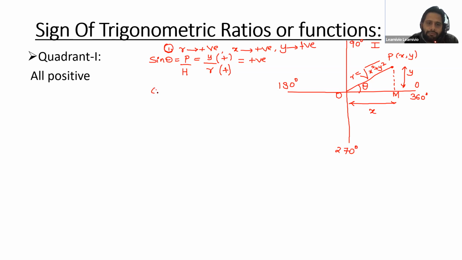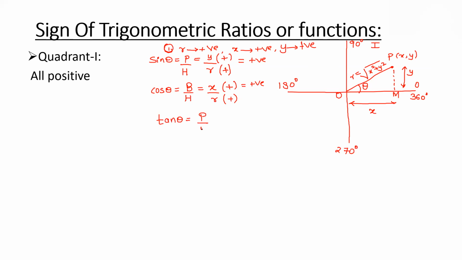Next, Hutvika, please tell me, what is cos theta? It is base by hypotenuse. Is it correct? Yes, sir. Now what is the base in this triangle? X. Very good. What is the hypotenuse? R. So X is positive or negative in the first quadrant? X is positive. What is R? Positive. So positive by positive is positive. Now next is tan theta.